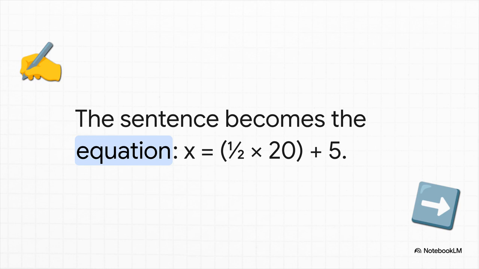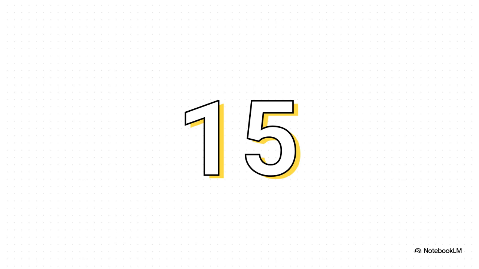You just go piece by piece. A number, well, that's our mystery, so we'll call it X. The word "is," that's almost always our equal sign. 5 more than obviously means we're adding 5. And half of 20, that's just 1/2 times 20. And look at that. The confusing sentence just turned into a clean, simple equation that we know exactly what to do with. And from here, it's easy.